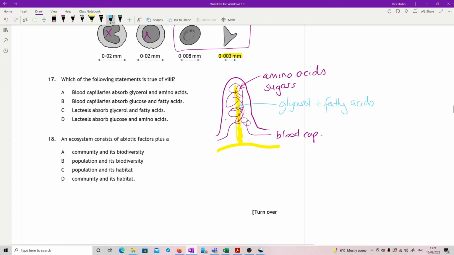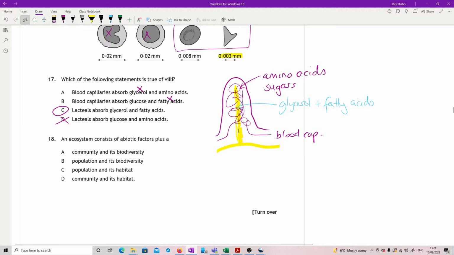Okay, so what we're looking for in this one, which is true: blood capillaries absorb glycerol and fatty acids. No, they don't take in glycerol. Blood capillaries absorb glucose and fatty acids. They don't take in fatty acids. Lacteals absorb glycerol and fatty acids. Yes. And just to be clear, lacteals absorb glucose and amino acids. Definitely wrong, because it's blood capillaries. Okay.